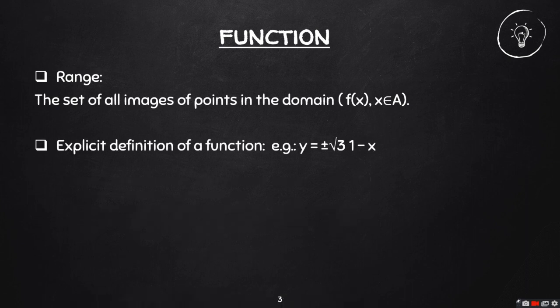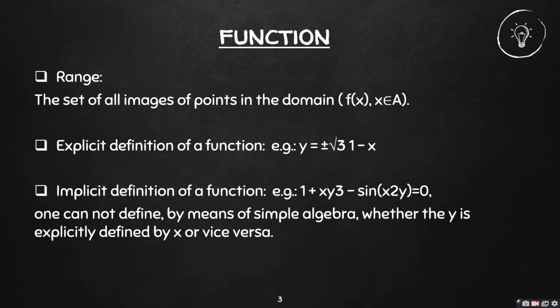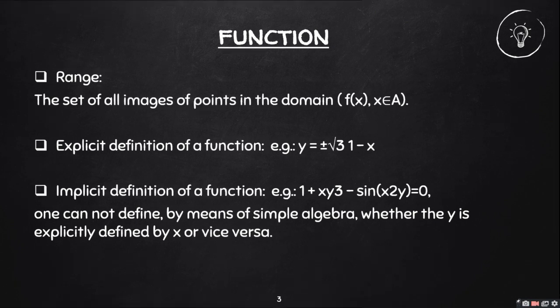Explicit definition of function. Example, y is equal to plus minus root of 31 minus x. Implicit definition of a function: one cannot define by means of simple algebra whether y is explicitly defined by x or vice versa.